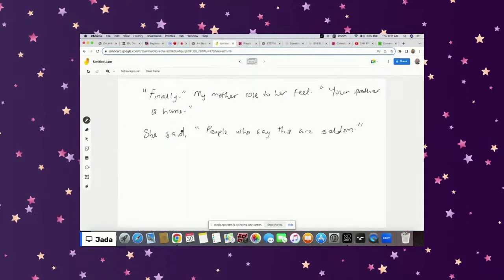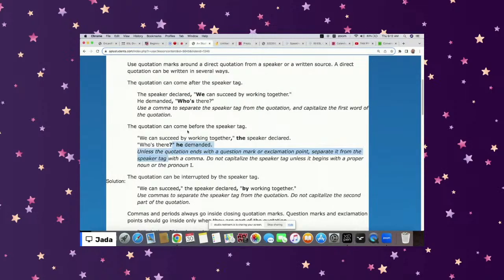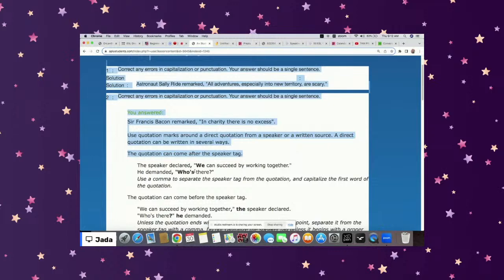Then we can also have, okay, so this one is, "Where are they now?" Remember that if the question mark is part of the sentence, then you're gonna have it inside like this. "She shouted." So this one is just very similar to the one we had here, that the quotation comes before the speaker tag. Okay. So we will just look at some questions before we move on to the test.